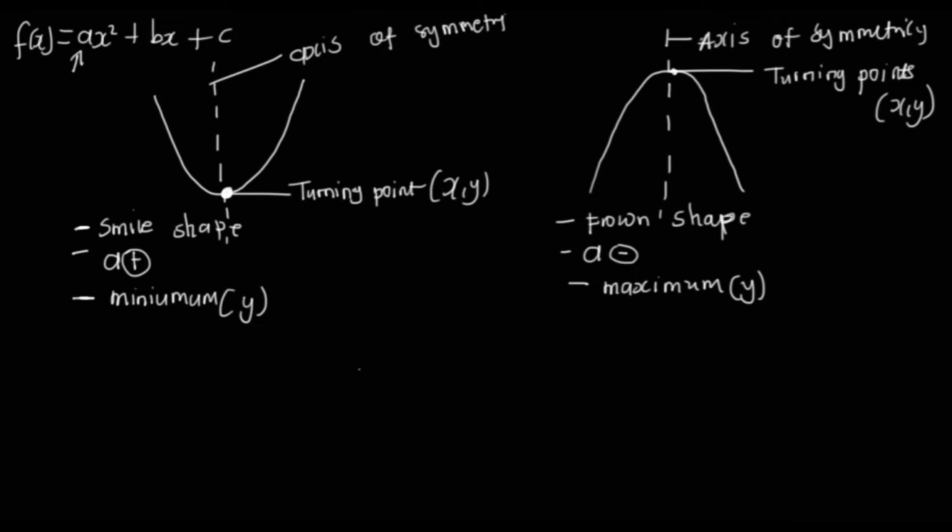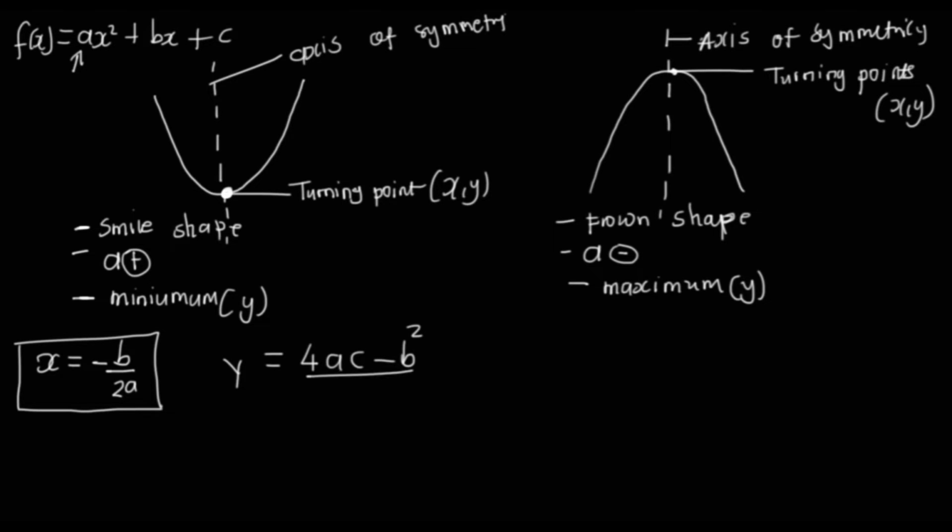Now from there, let's look at the two formulas that we use whenever we are finding the turning point. The x-coordinate is given by negative b over 2a. So this is the formula for x. Now the y-coordinate is given by (4ac minus b squared) over 4a. So these are the formulas that we use as long as we are dealing with the turning point.